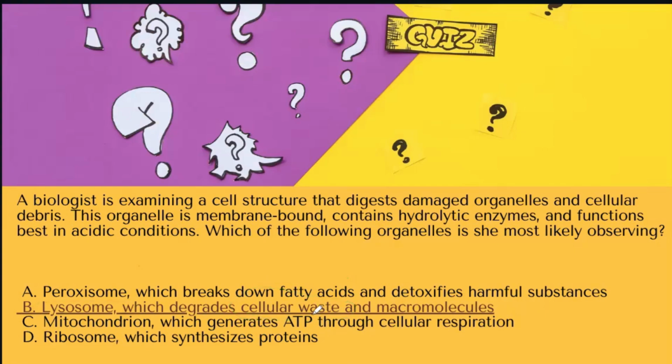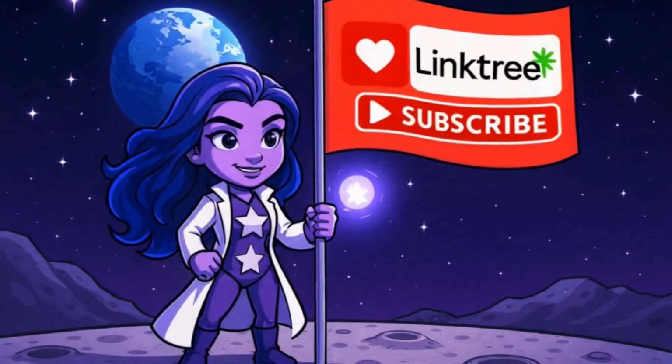I just wanted to throw this question in here in case you get a question where there's an organelle that you did not review, in this case, peroxisomes. So the best answer choice is one that talks about digesting damaged organelles, membrane-bound, hydrolytic enzymes. Acidic conditions is your key indicator to indicate that the best answer choice is answer choice B, or lysosomes.